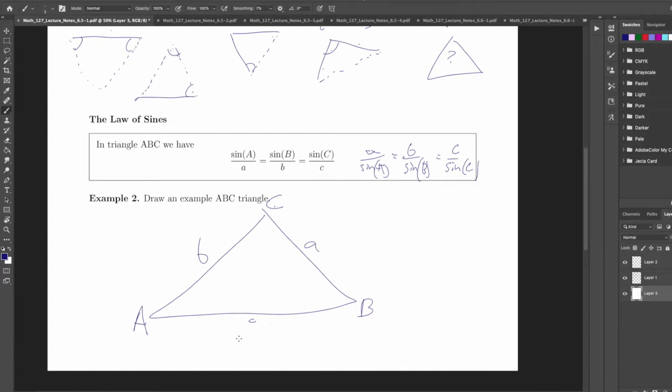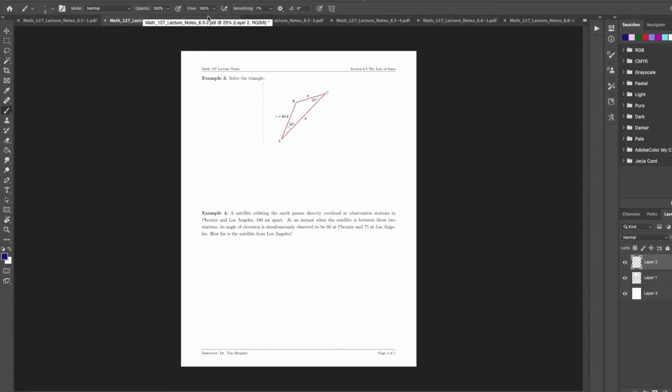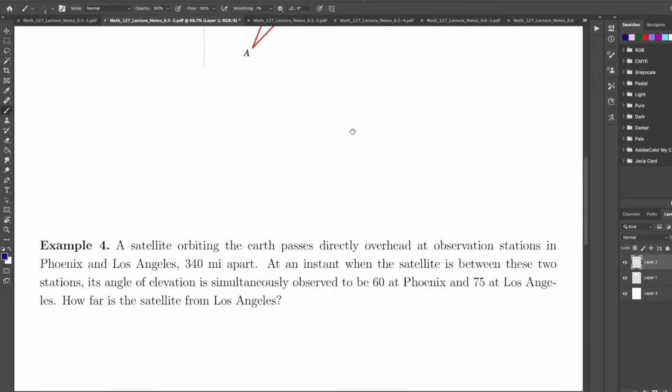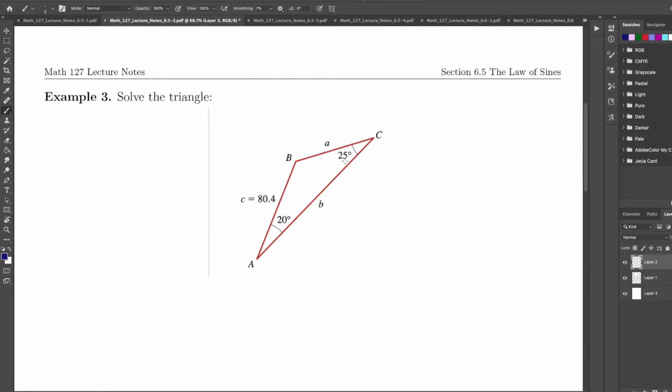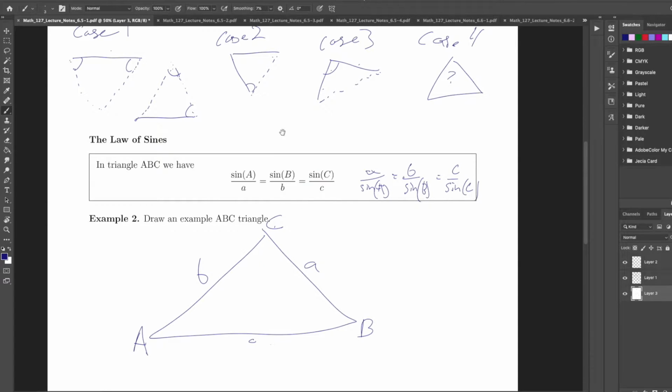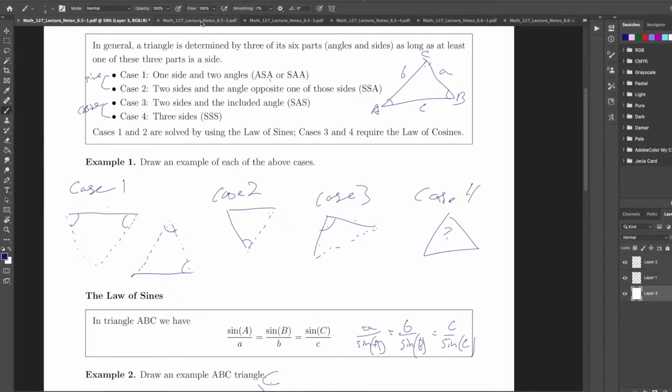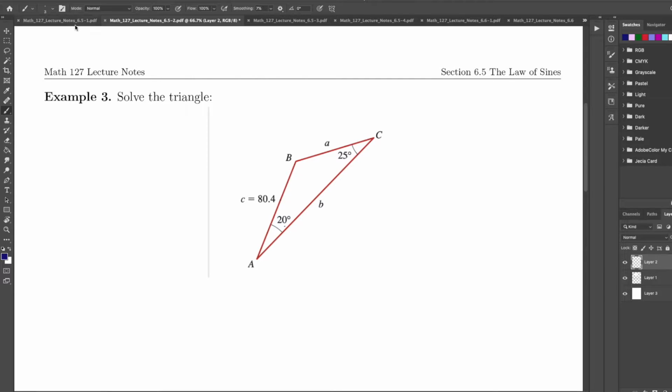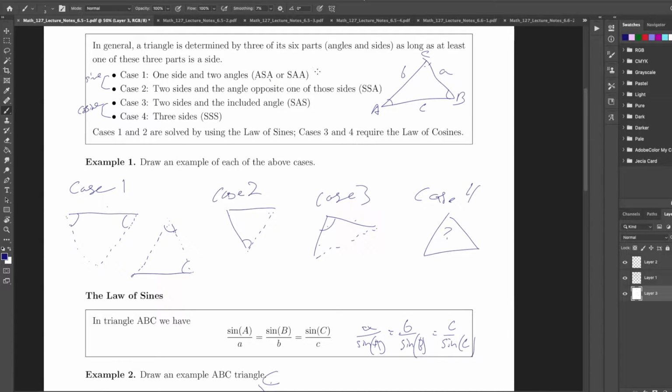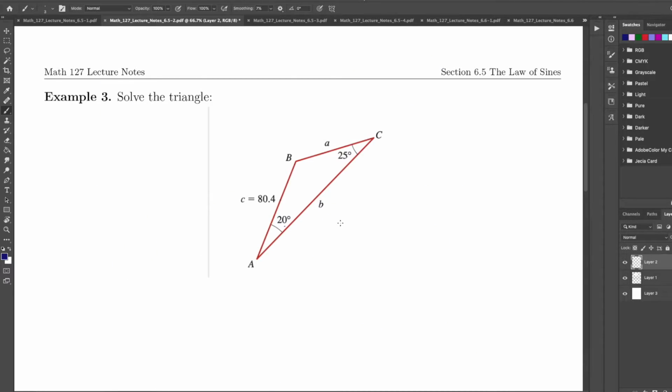Okay? So, what does that mean in practice? Let's actually solve ourselves a triangle. To solve the triangle means to find all the angles and all the sides, okay? So let's do this one step at a time. Here, what do I know? I know a side, an angle, and a side. Angle, side is the same thing as side, angle. So this is case 1. So we can solve this.